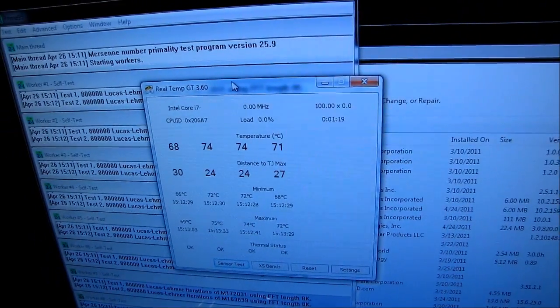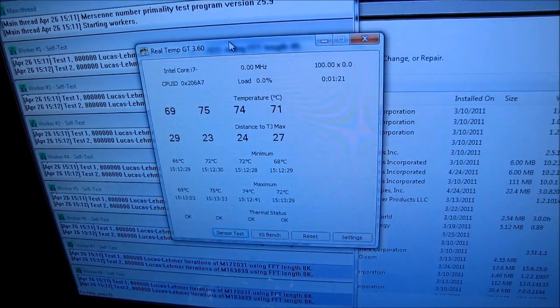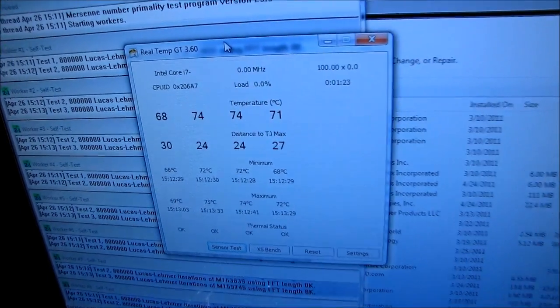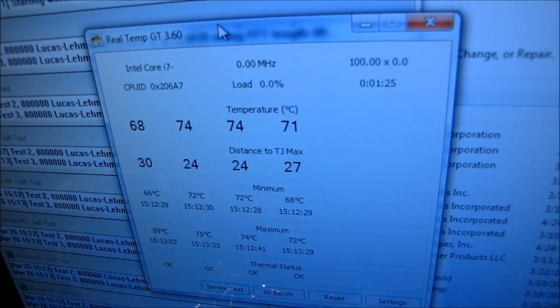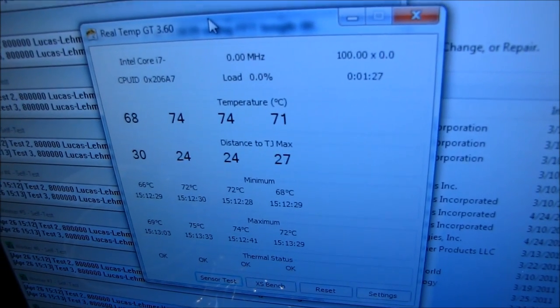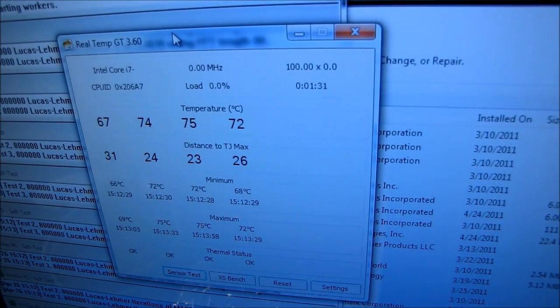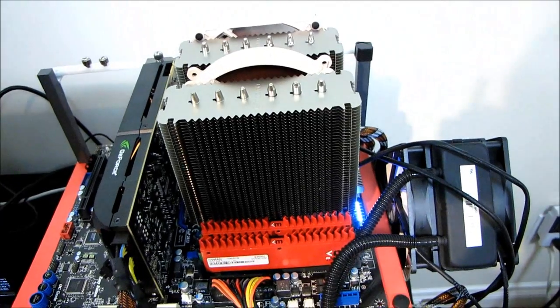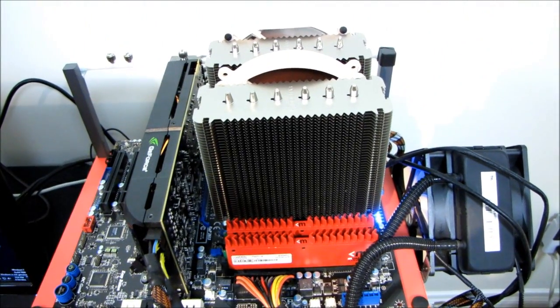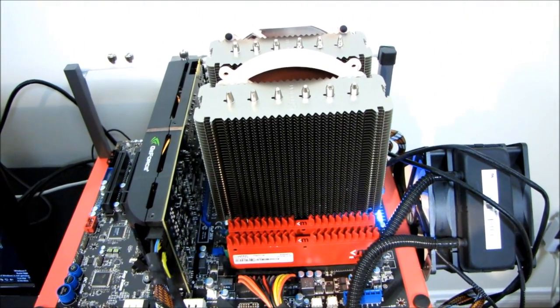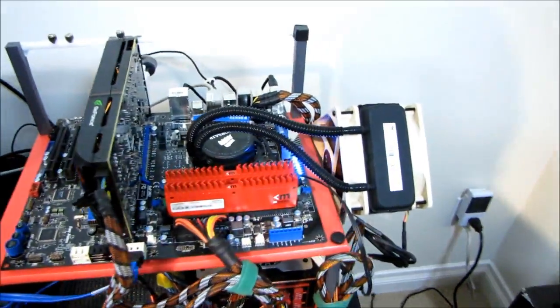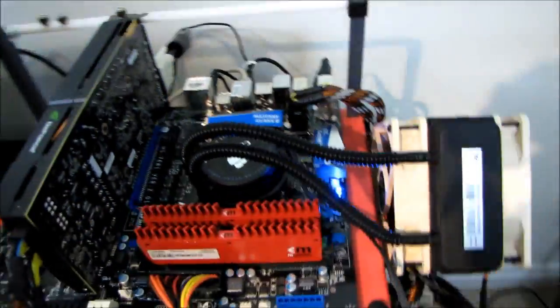So here I am running 8 instances of Prime95 on my Core i7 2600K. So my max core temperature is 74 degrees and the minimum one is 68. So we're going to call it somewhere in that 68 to 75 degree range on the NH-D14. So I just put the H70 with the two Noctua fans onto the CPU.